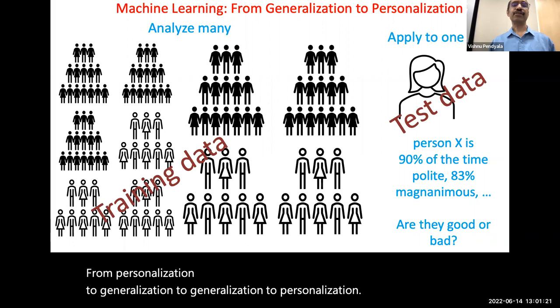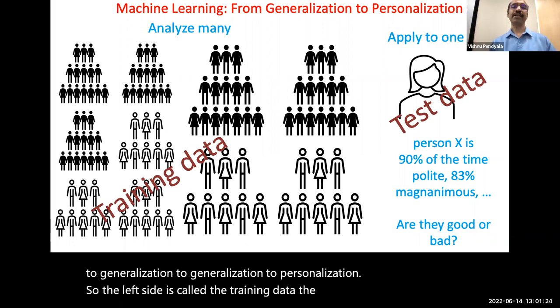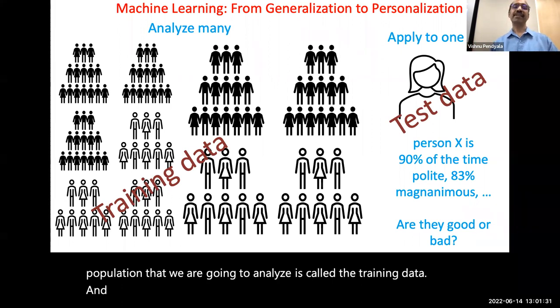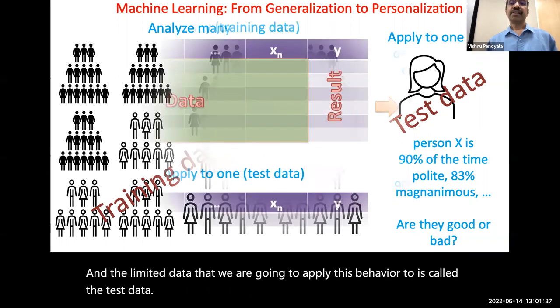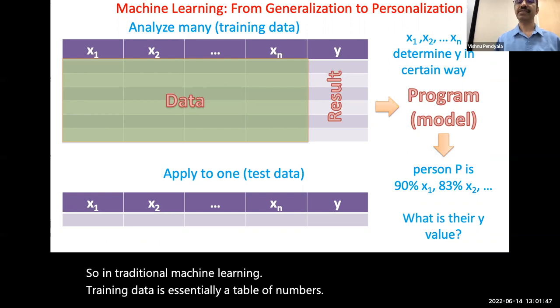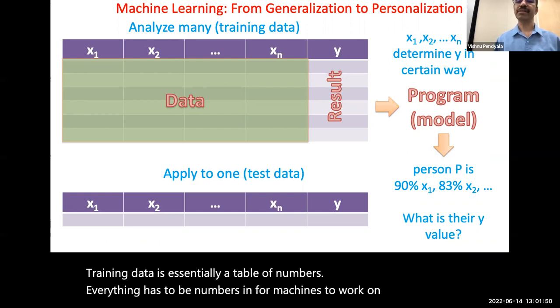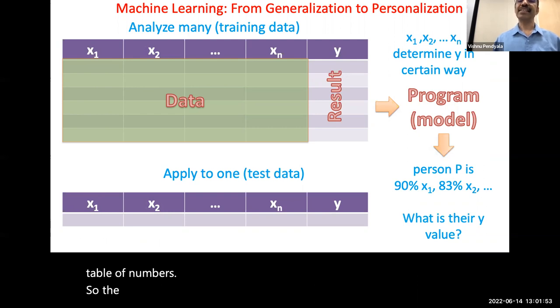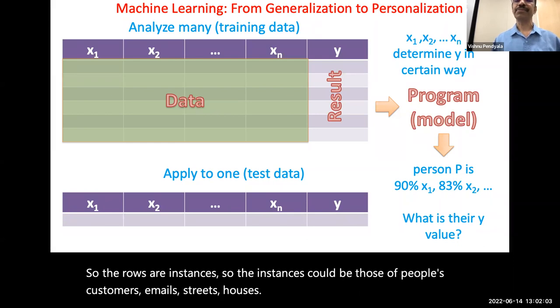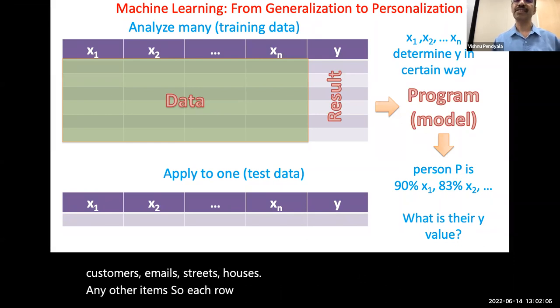So the left side is called the training data. The whole big bunch of population that we are going to analyze is called the training data. And the limited data that we are going to apply this behavior to is called the test data. So in traditional machine learning, training data is essentially a table of numbers. Everything has to be numbers for machines to work on, right? So it's a table of numbers. The rows are instances. The instances could be those of people, customers, emails, tweets, houses, any other items. So each row represents that instance.